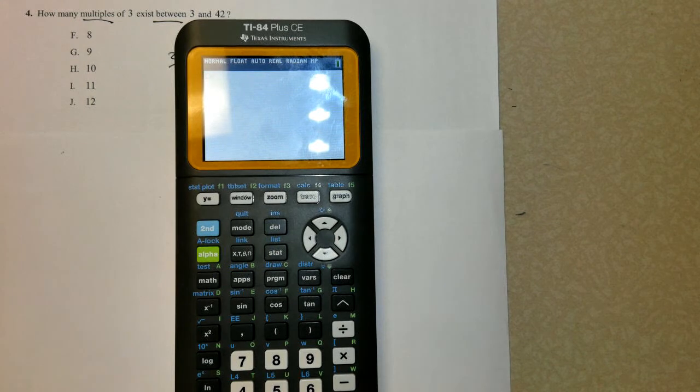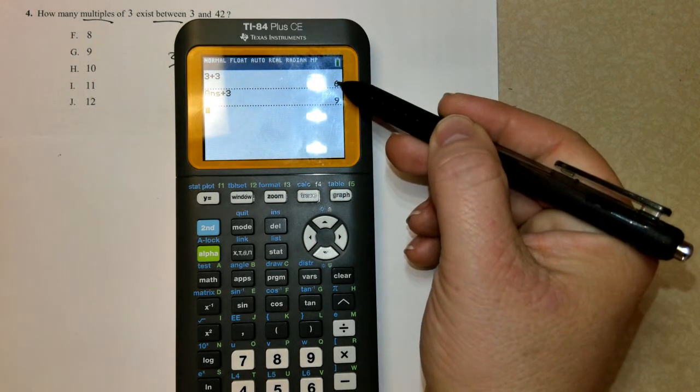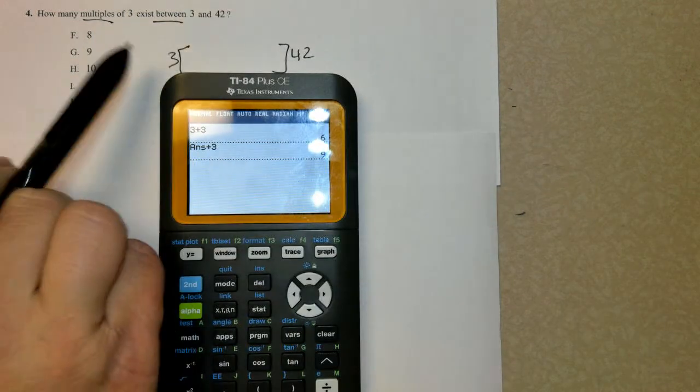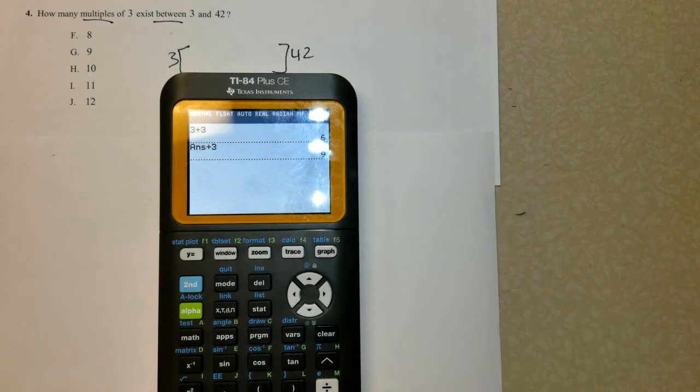Absolutely. Everybody go 3 plus 3. If you do something twice on your calculator, go plus 3 again. So I know 6 is the first multiple I'm considering. Why am I not considering 3? Because it's outside. It needs to be in between. So there's number 1. Number 2. Now watch. I just hit enter.